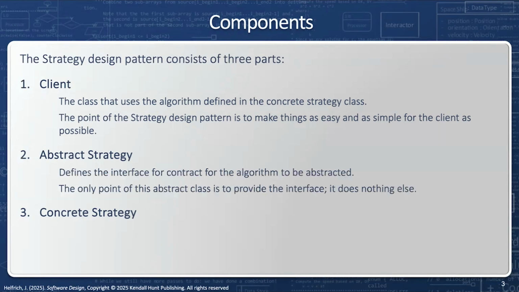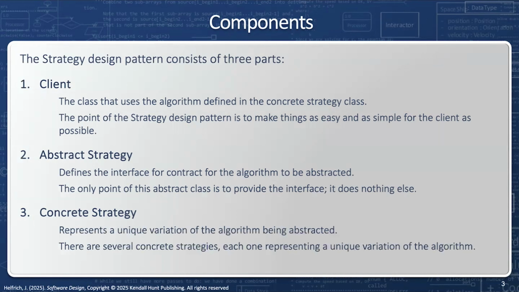The abstract strategy is only going to represent the contract that the client interacts with. Usually the abstract strategy has no code and has no attributes. It simply provides an interface for the concrete strategies. Now, each individual concrete strategy represents an algorithm that is to be abstracted. There are several concrete strategies, one for each unique variation of the algorithm.